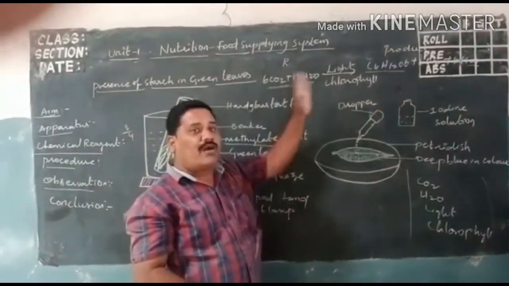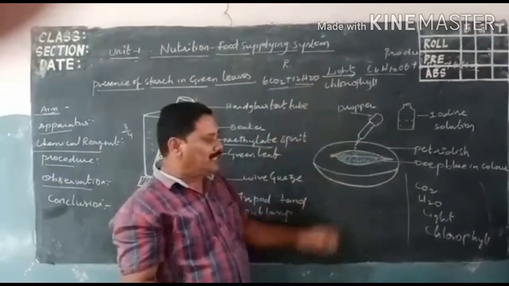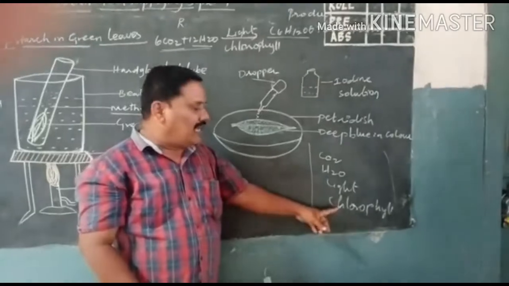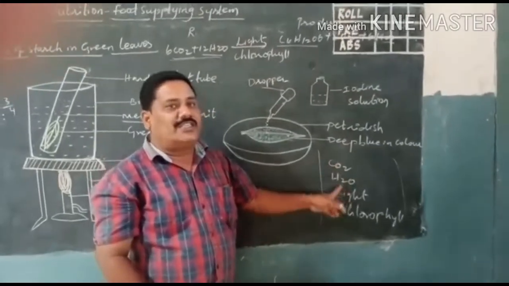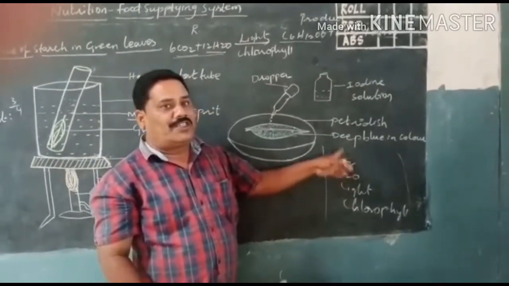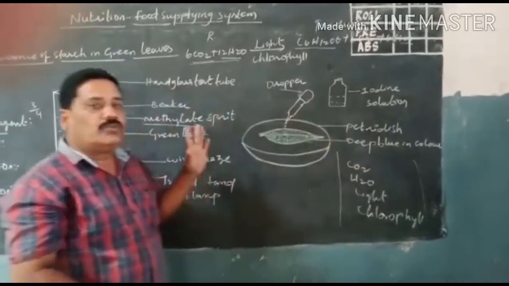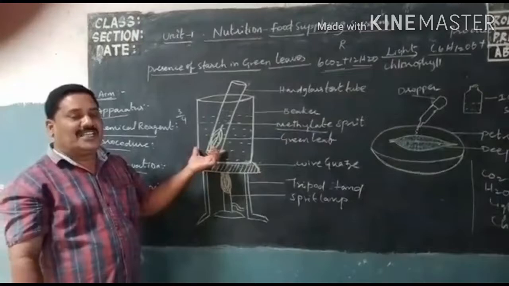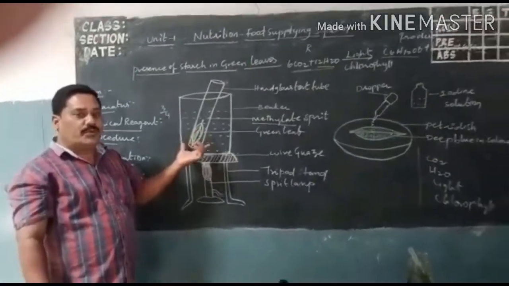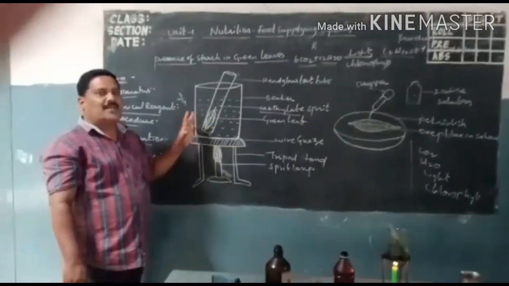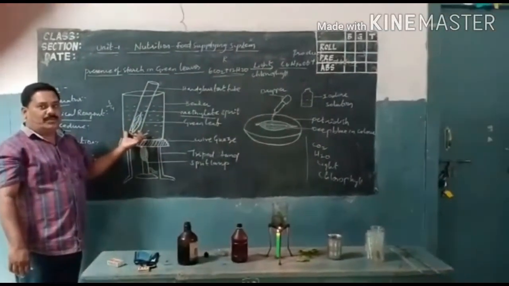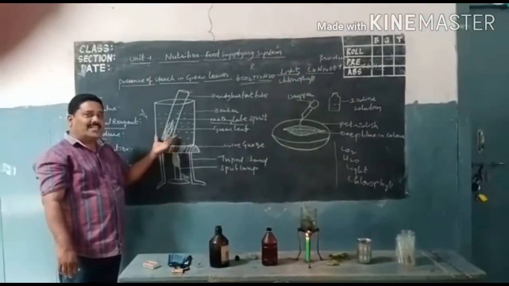What raw materials are present in photosynthesis? Carbon dioxide, water, light and chlorophyll. From these raw materials, starch is prepared. See how to prepare the starch. I already explained this activity. In this activity, what do you prove? That all green plants contain starch.